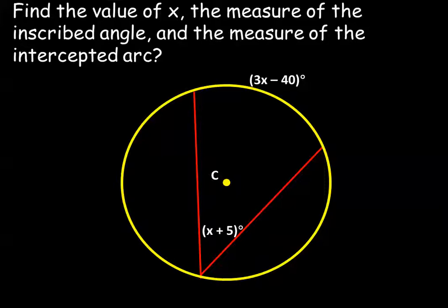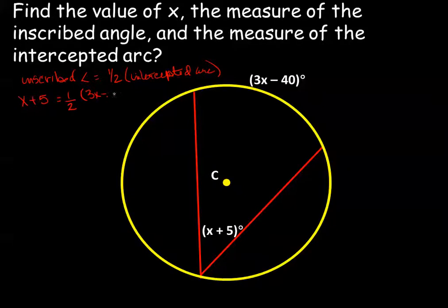Find the value of x, the measure of the inscribed angle, and the measure of the intercepted arc. Okay, well, we're still dealing with the same information. So your inscribed angle is going to equal half of the intercepted arc. My inscribed angle is x plus 5, and my intercepted arc, I've got to put my half there, is 3x minus 40.